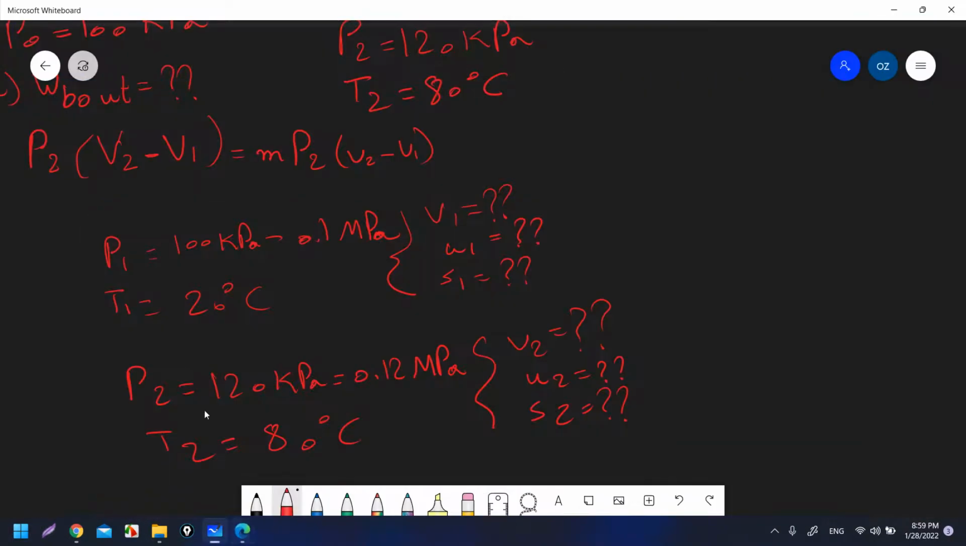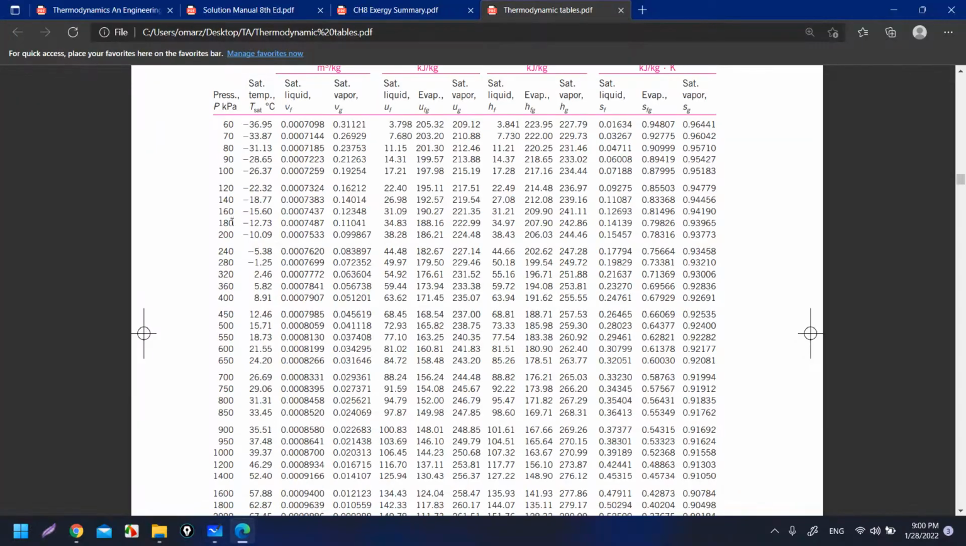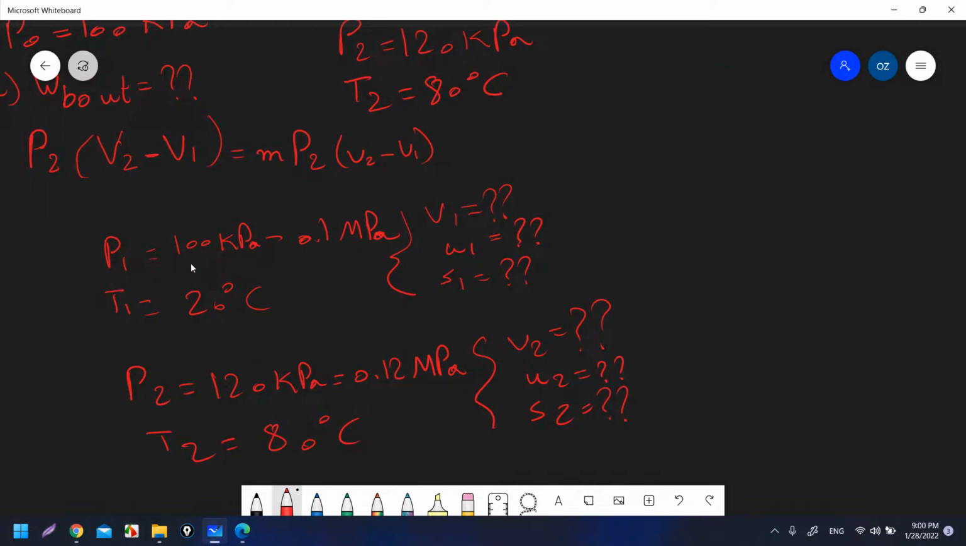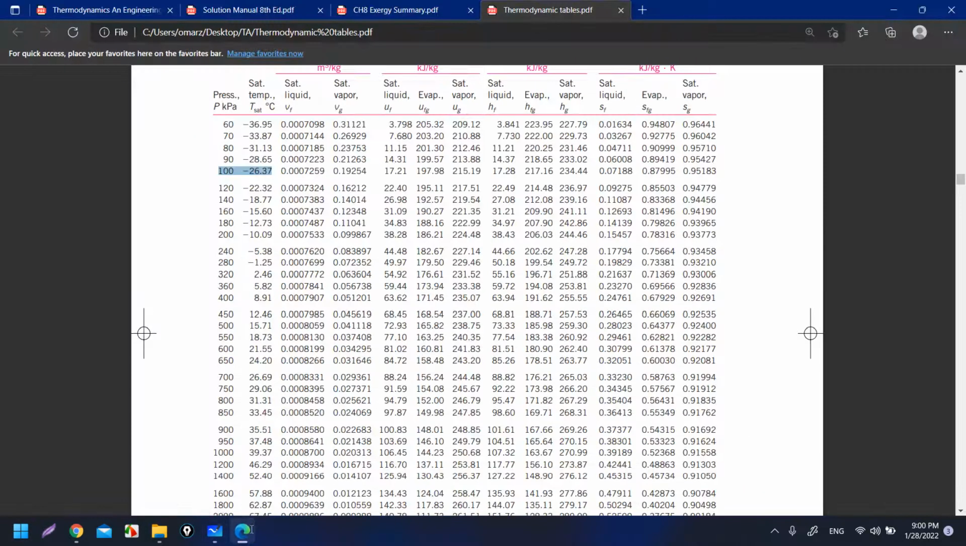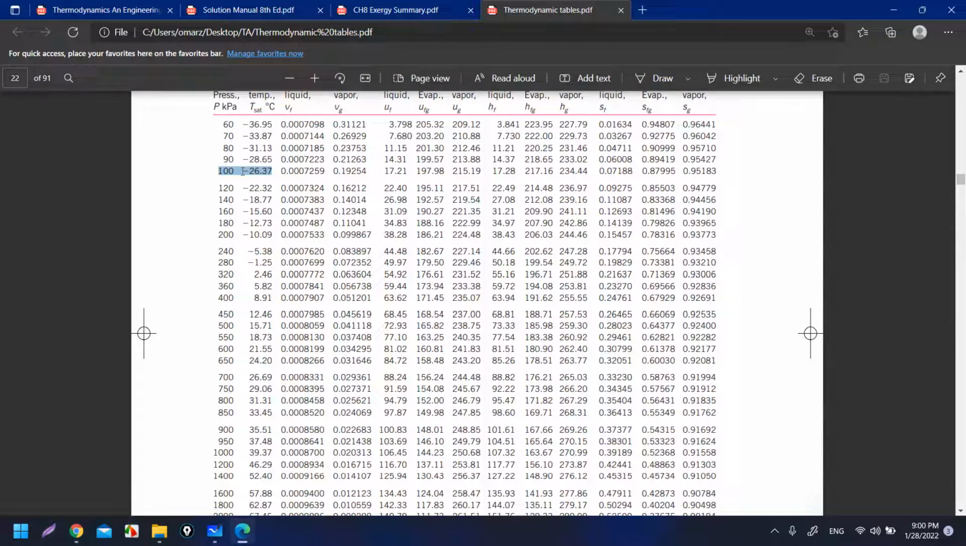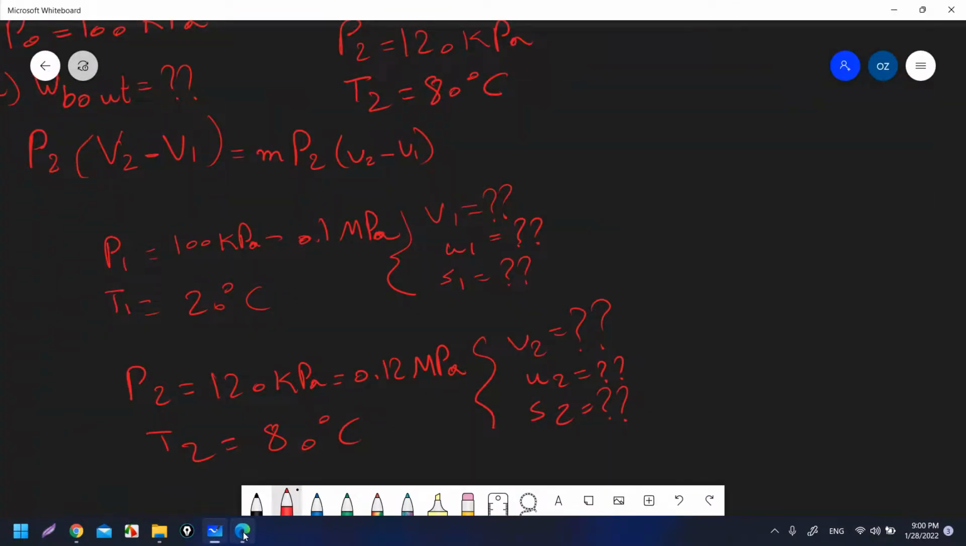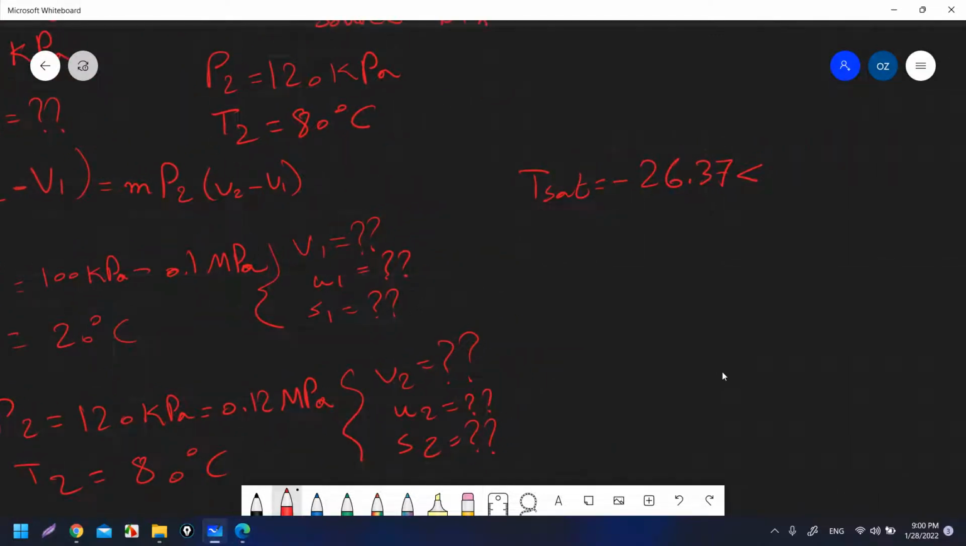We have at pressure P1 100 kilopascal. My temperature at this 100 kilopascal is T1 equal to 20 degrees Celsius. 20 degrees is higher than the saturation temperature at 100 kilopascal, so it is a superheated state. So I have to say that Tsat, the saturation temperature, is equal to negative 26.37, and it is less than my temperature T1, 20 degrees Celsius, so it is a superheated state.